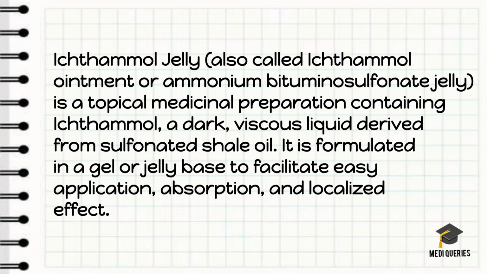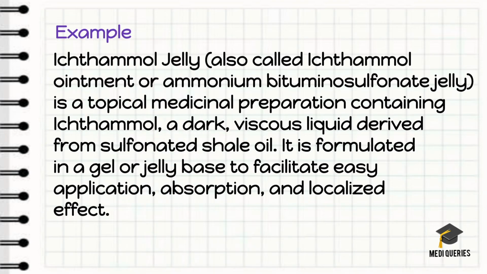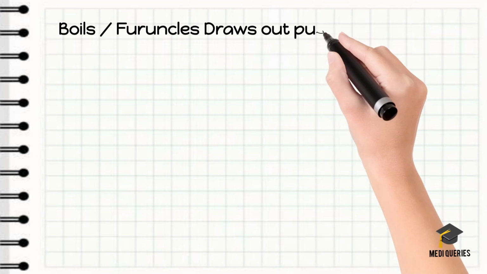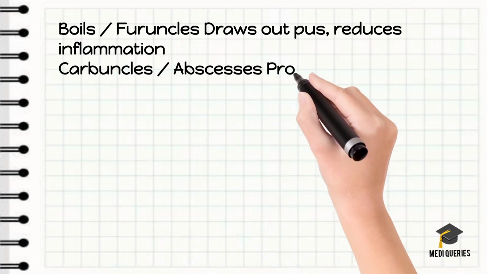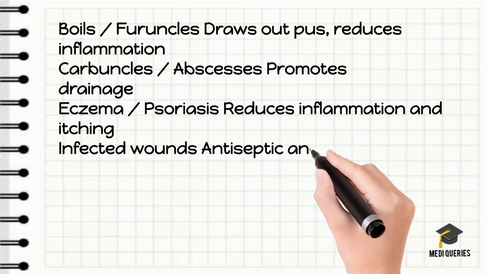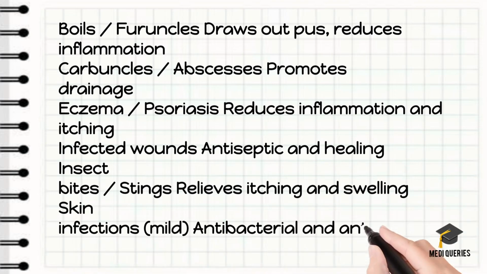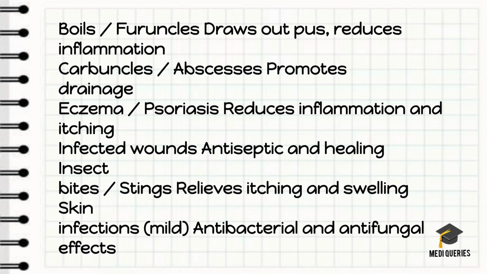It has been used for over a century in dermatology for its anti-inflammatory, antibacterial, and soothing properties. When formulated into a jelly or a gel, it becomes a convenient semi-solid topical dosage form for application on the skin. Ecthamol jelly is especially valued in treating conditions like boils, eczema, and infected wounds, where it helps draw out infections and reduce inflammation.